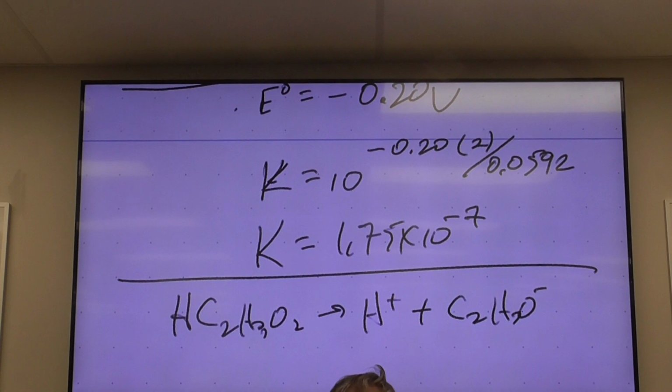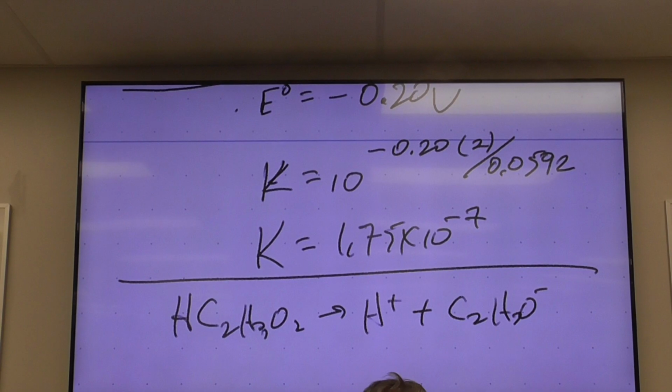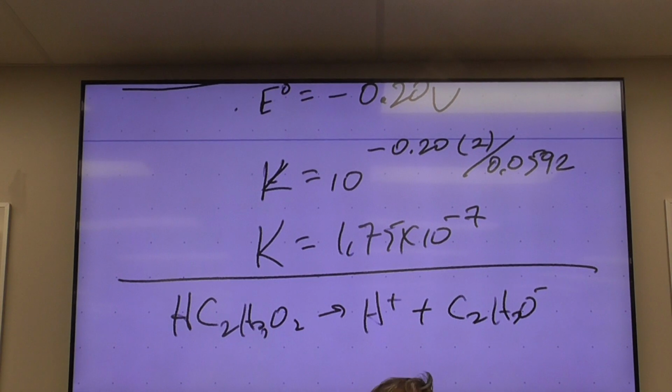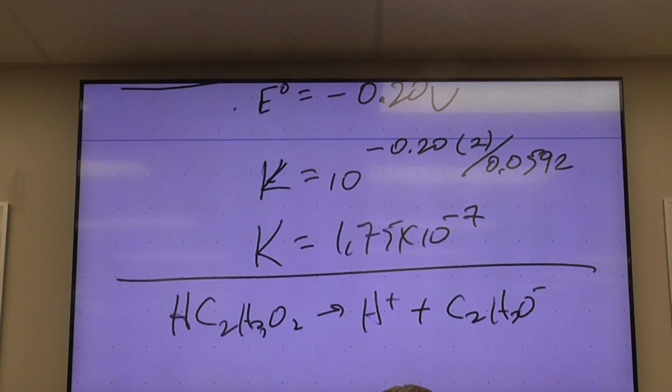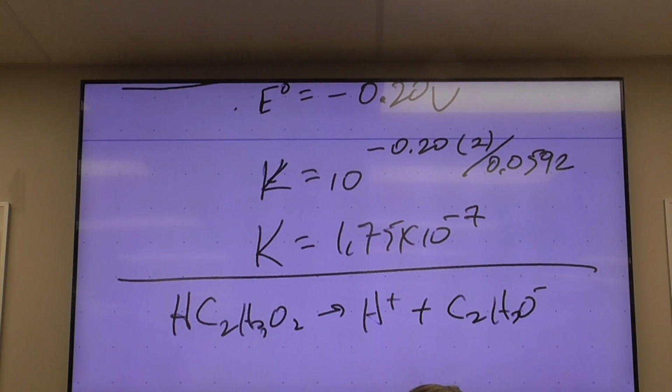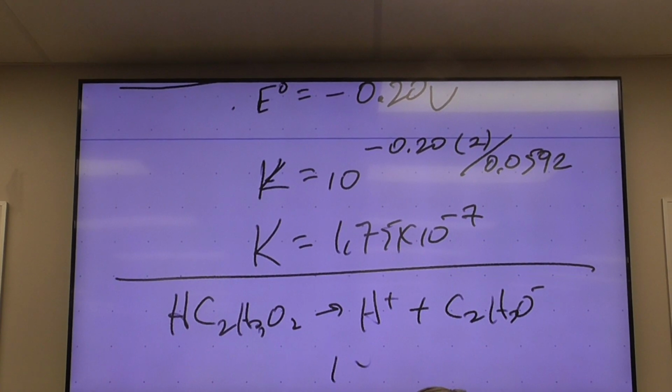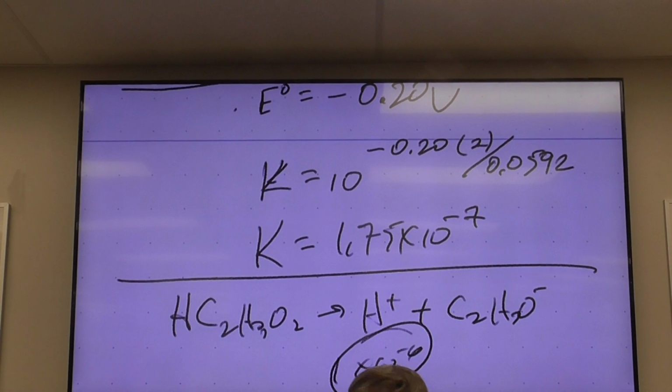What do you know about, just don't worry about anything else. Is the K value a big number or a small number? Small. K is a small number. K is like something times 10 to the negative 6, whatever it is.